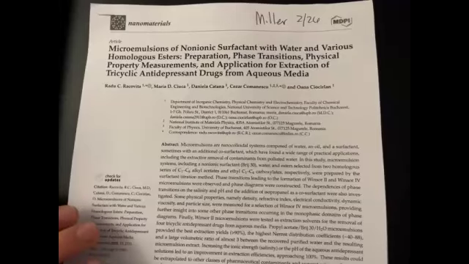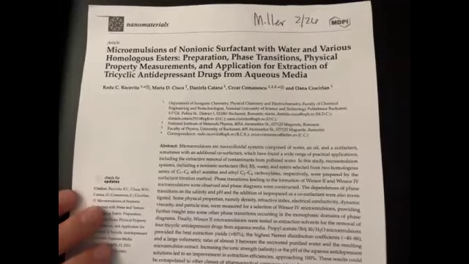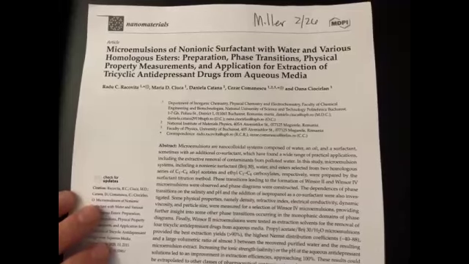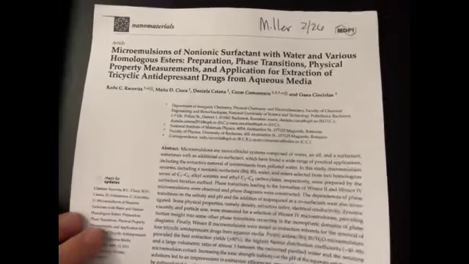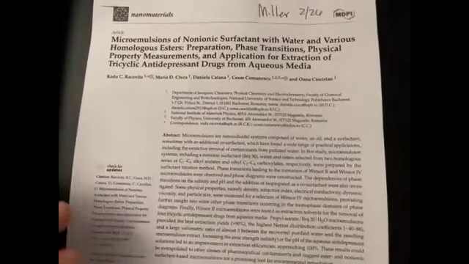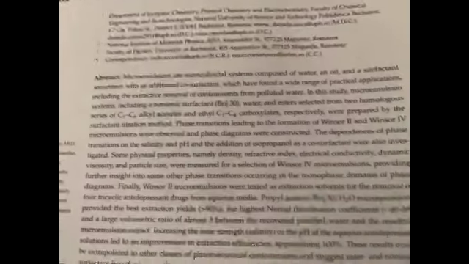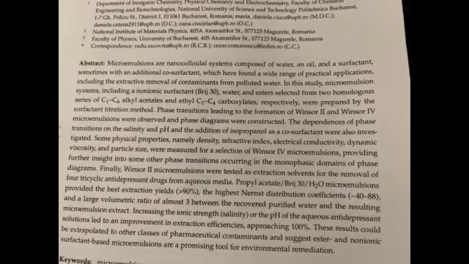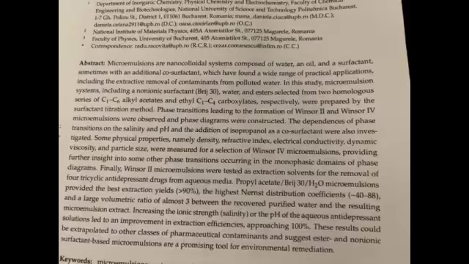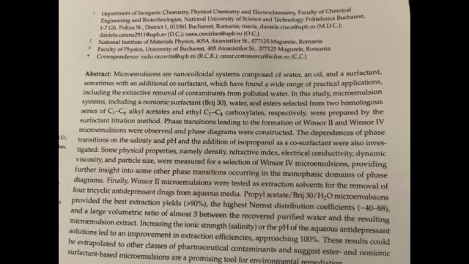But let's start with the abstract. The abstract is, of course, the summary of what we're doing, why we're doing it, and what the results are in one paragraph, something that will then take 30 pages in this article, including references. I'm going to go ahead and do an extreme zoom in here, so hopefully the words will be bigger. Microemulsions are nanocolloidal systems composed of water and oil and a surfactant, sometimes with an additional co-surfactant.